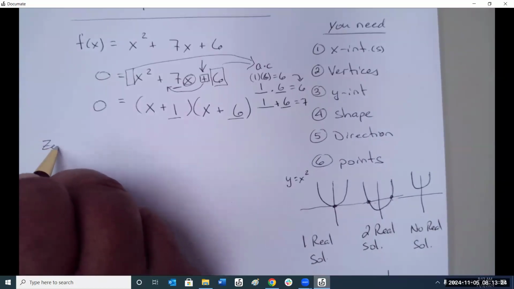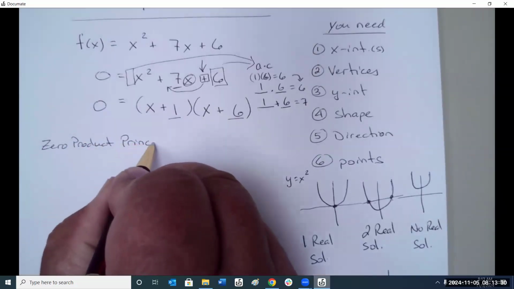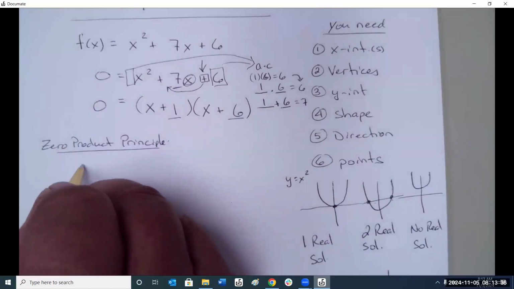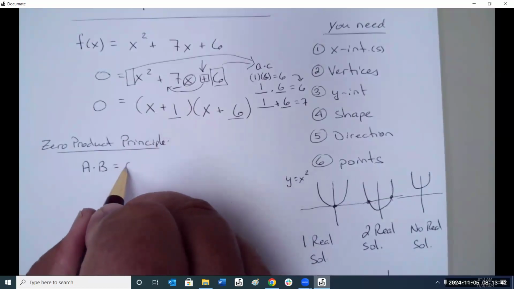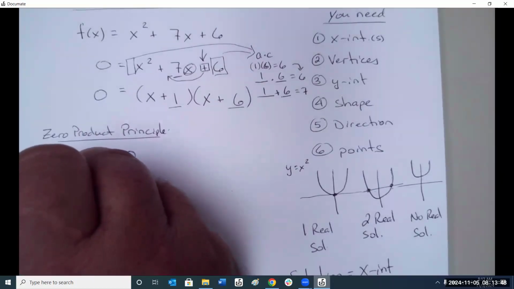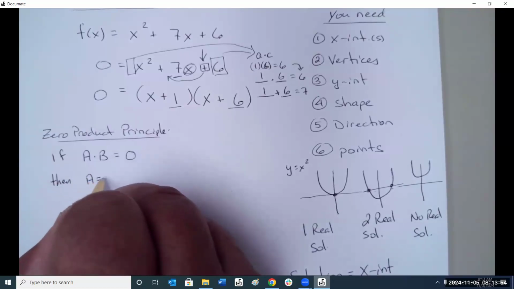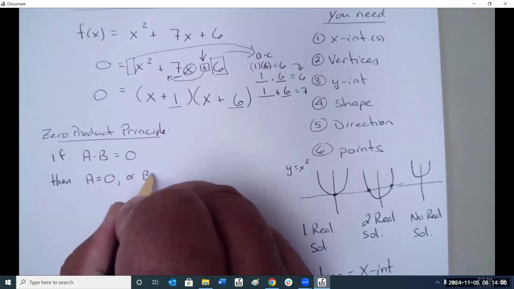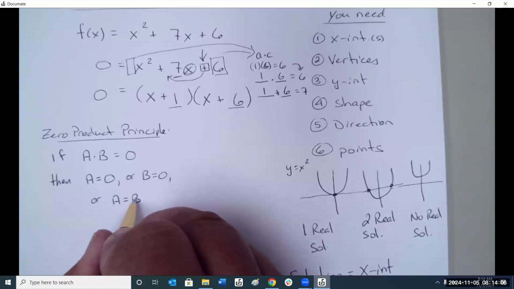No, this is called the zero product principle. The zero product principle says this: if I have numbers that are multiplied together and they equal 0, then what has to be true is the first term equals 0, or the second term equals 0, or they both equal 0.